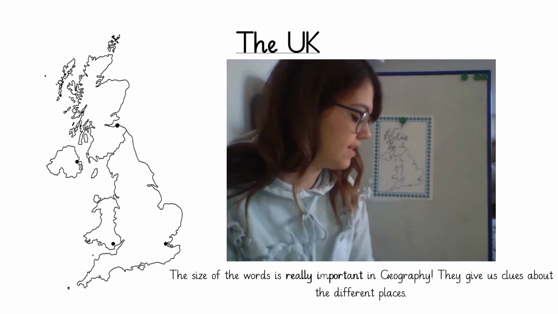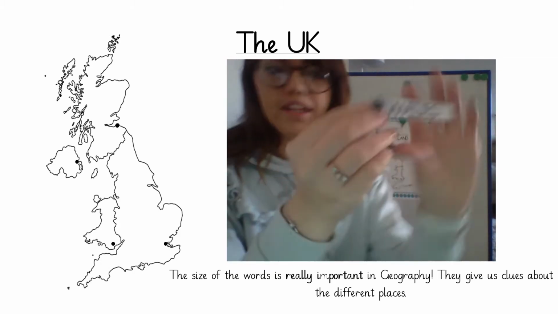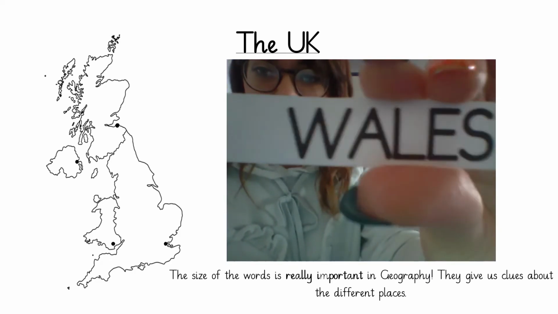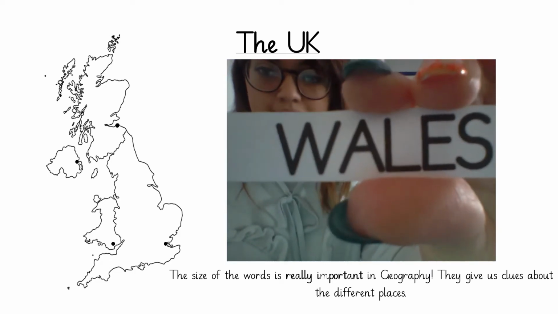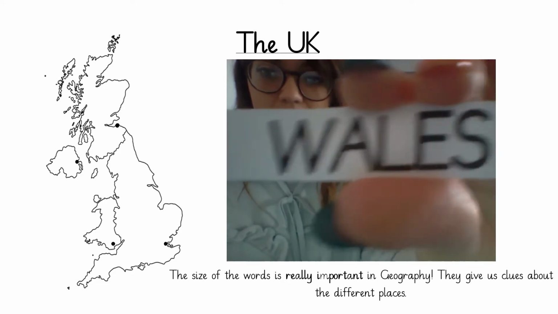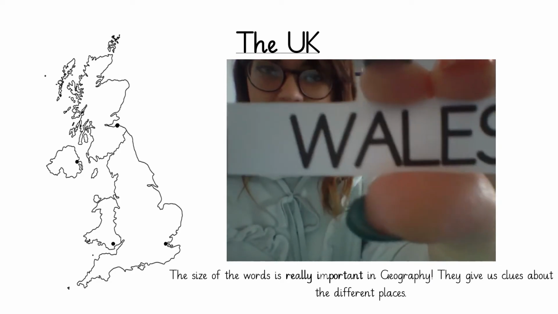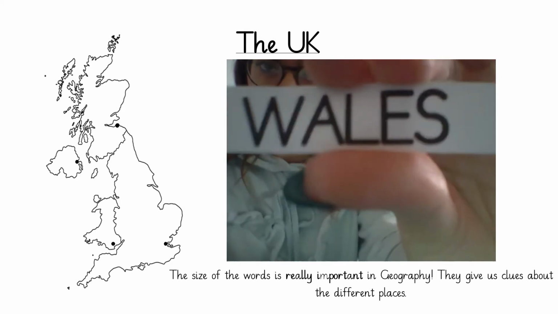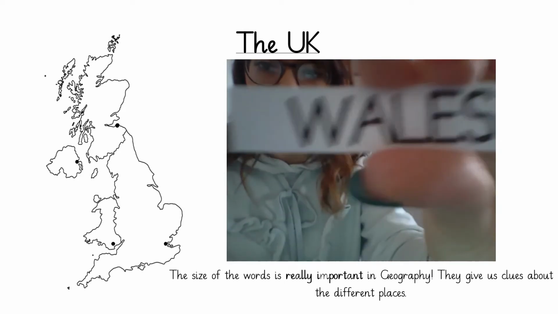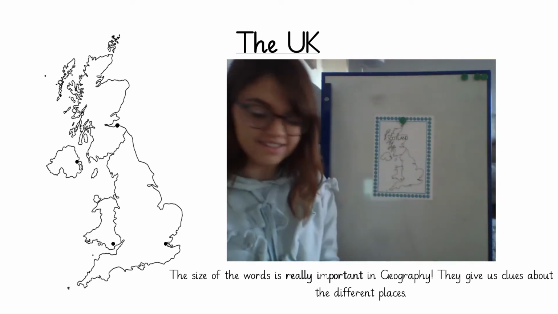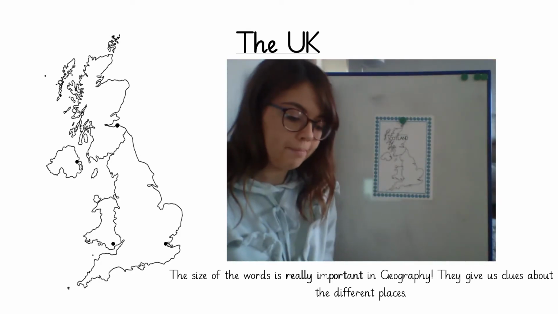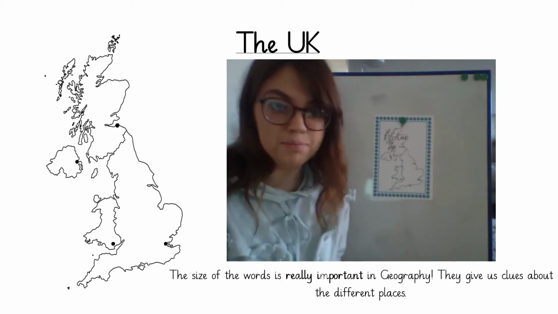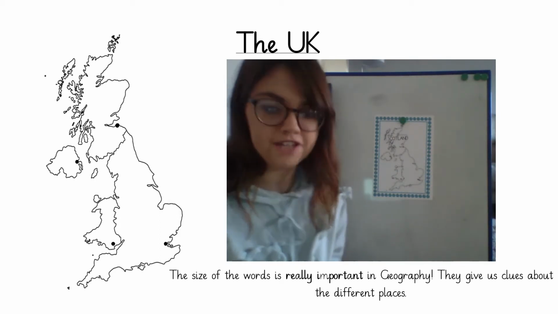Okay, let's try this one now. Have a little read of the word with your grown up at home. Hope you can see it. It's a tricky one. It's got a split digraph in it. Okay, we've got Wales. Look at that split digraph there. Wales. Where is Wales on our map?